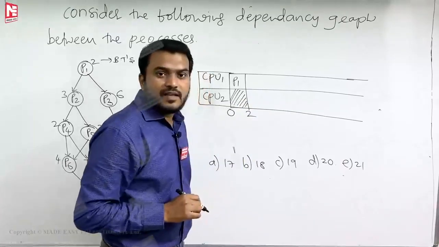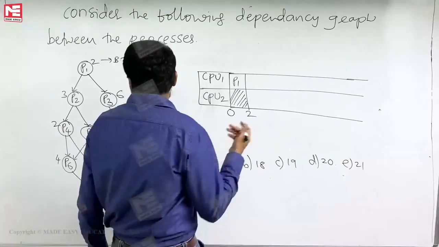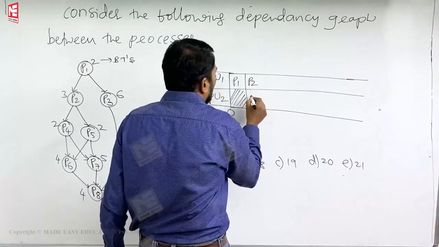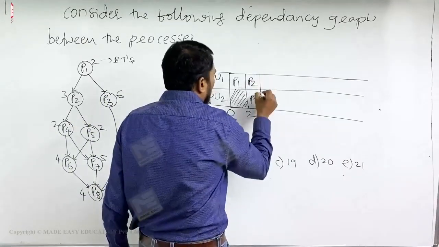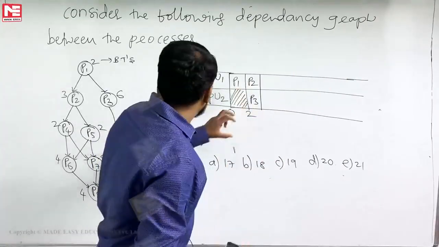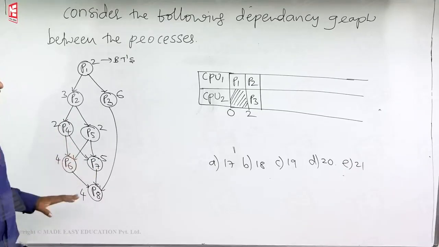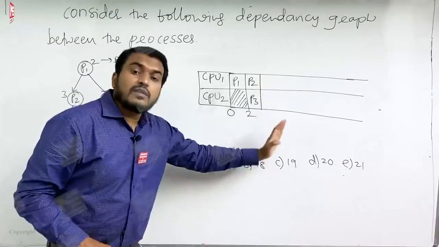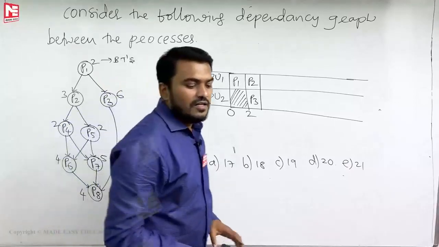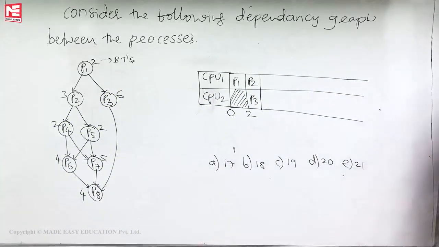Now once P1 is completed, both the CPUs are available. Dependency is completed, so now you can take P2 and P3. Now continue in the same manner. Follow the dependency properly, and try to find out at what time all the processes complete their execution. So try to solve the problem. I'll wait around 10 seconds in the live, otherwise I'll explain.